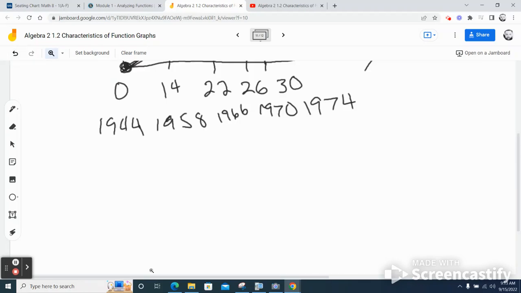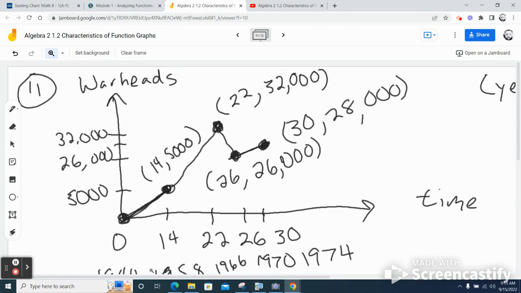All right, so problem number 11. Kind of a funny problem, but well, it's in the book, so let's do it. Problem number 11 says, the following describes the United States stockpile from 1944 to 1974.